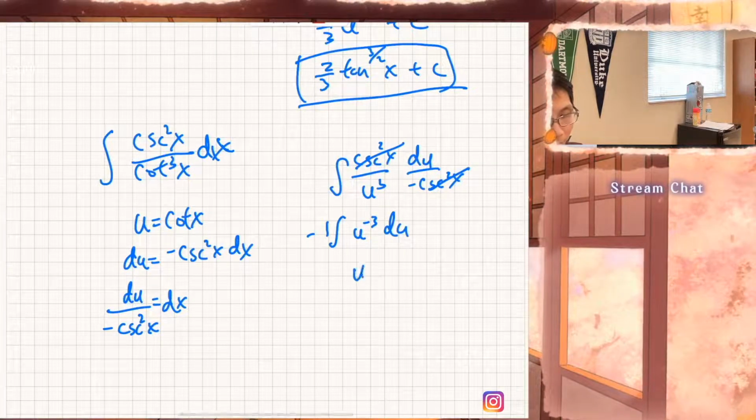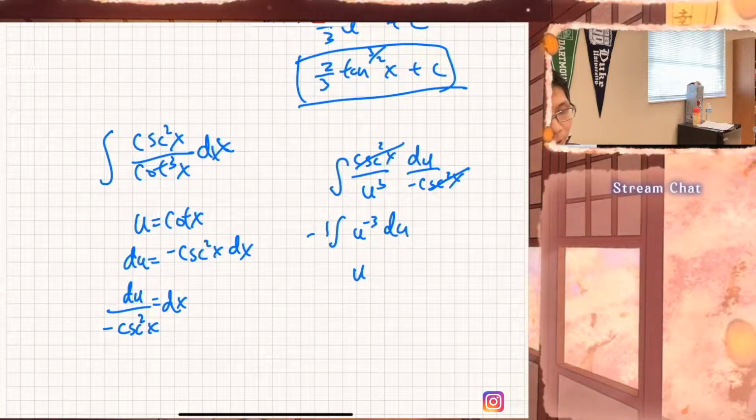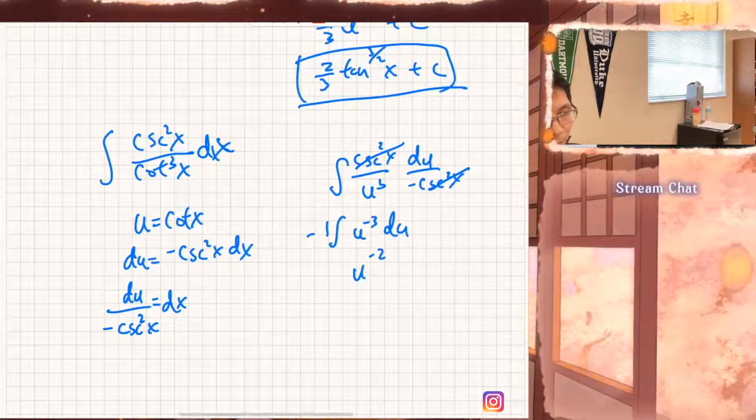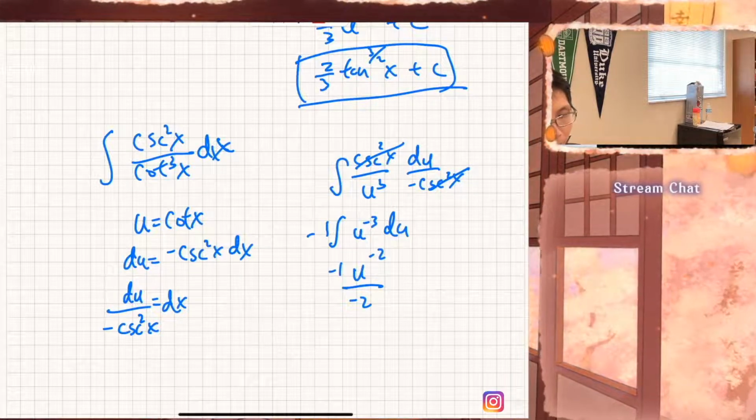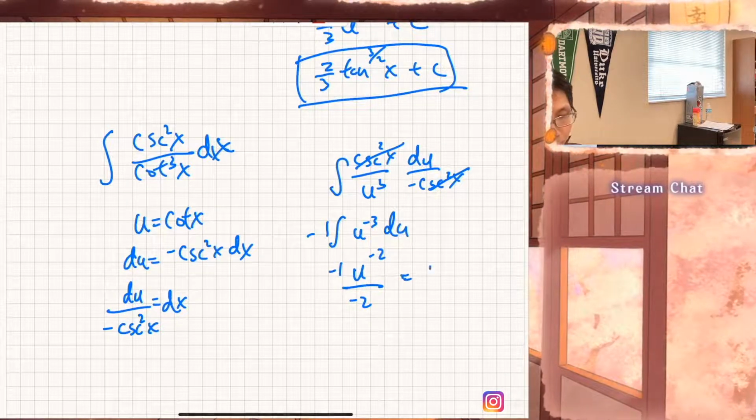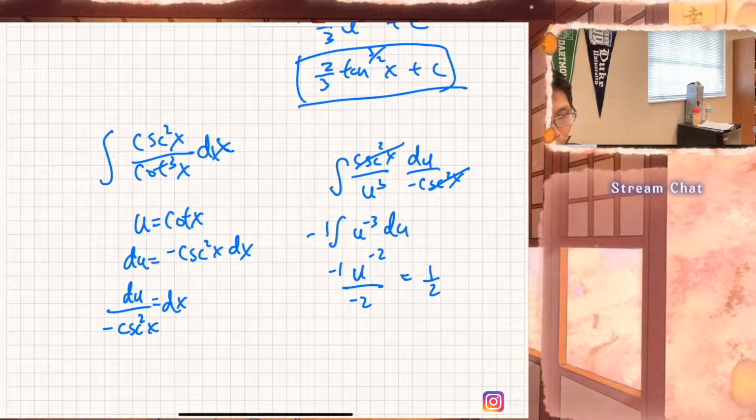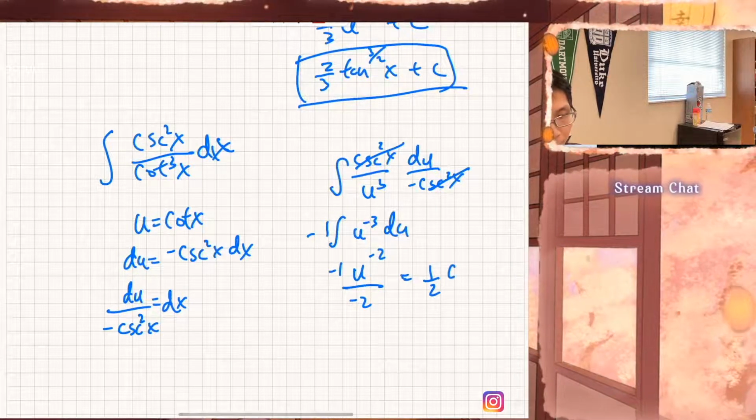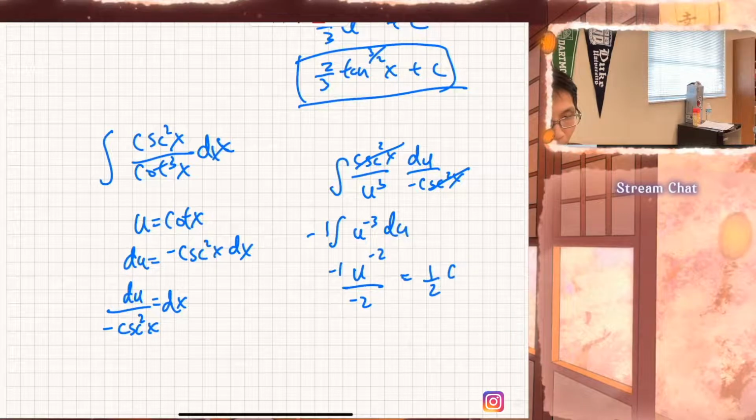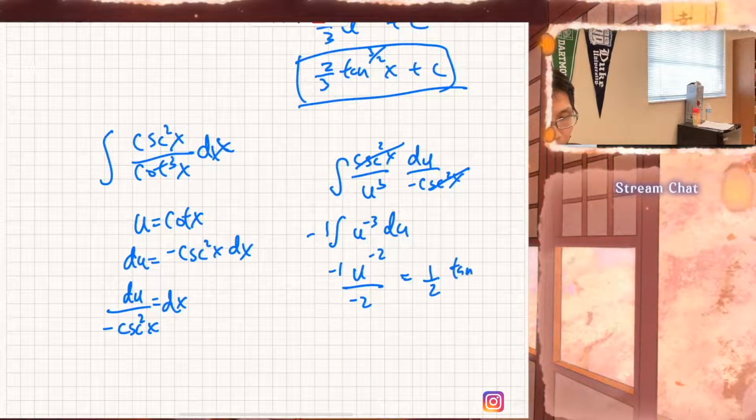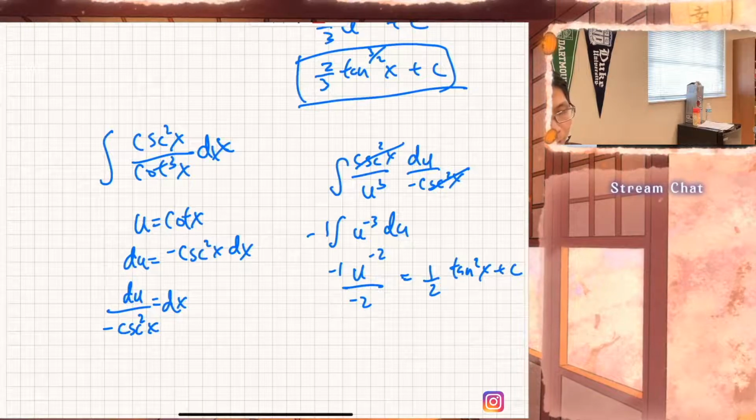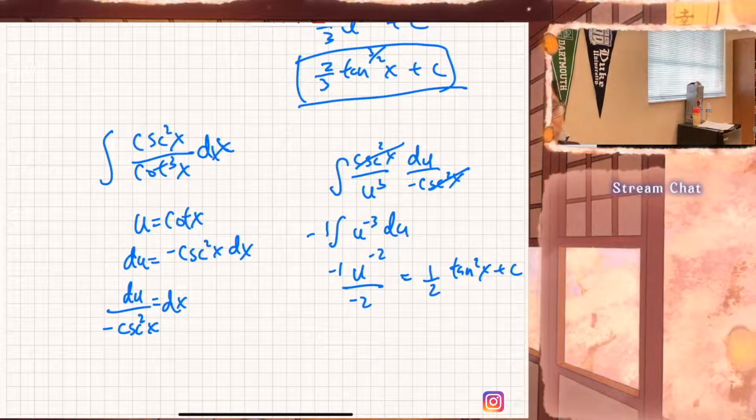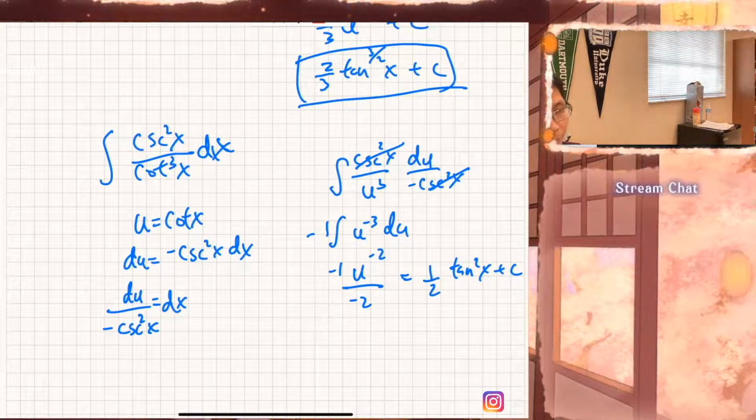and that's going to be u to the what? Negative 2 over negative 2 times negative 1, right? So that is equal to 1/2 of what? Cotangent, well, 1/2 tangent squared of x plus c. Because 1 over 2 tangent of x is going to be 1/2 tangent squared of x.